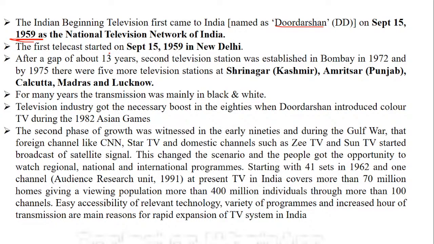The first telecast started on 15th of September 1959 in Delhi. After a gap of 13 years, the second television station was established in Bombay, in the year 1972. So these are important years which you have to note down. And by 1975, 5 more television stations started. So initially in 1959 there was one station, that is New Delhi. After the gap of 13 years, in 1972, the second one started. And then in 1975, we had 5 more television stations in Srinagar, Amritsar, Kolkata, Madras and Lucknow.